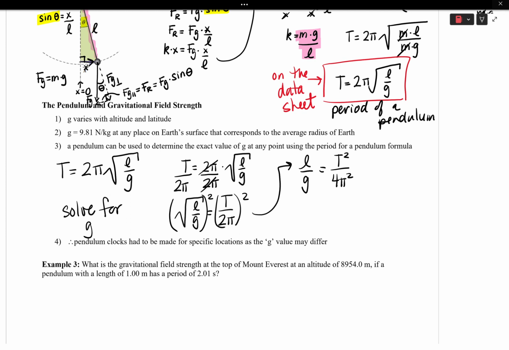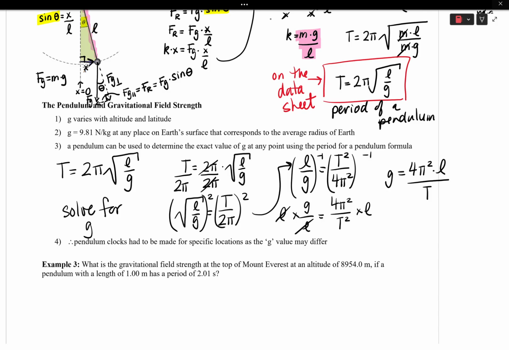And now that G is in the bottom of the equation, I'm just going to flip both sides, so take the reciprocal of both sides. So this now becomes G over L is equal to 4 pi squared over T squared. And remember, we can do that reciprocal because we don't have any addition or subtraction. And then just multiply both sides by L. And now I'm left with G is equal to 4 pi squared times L all over T squared.